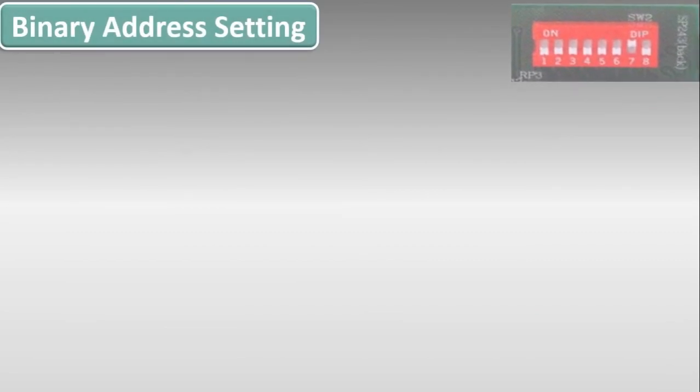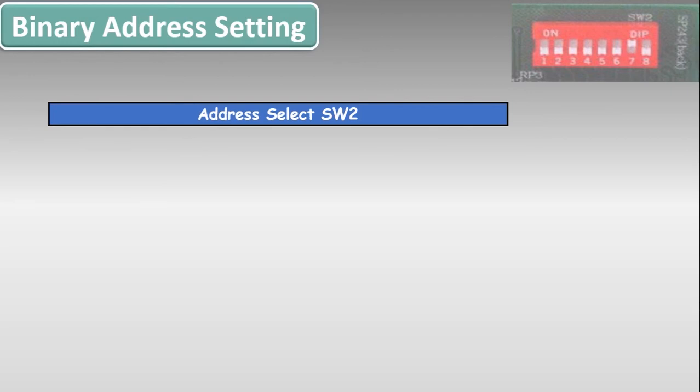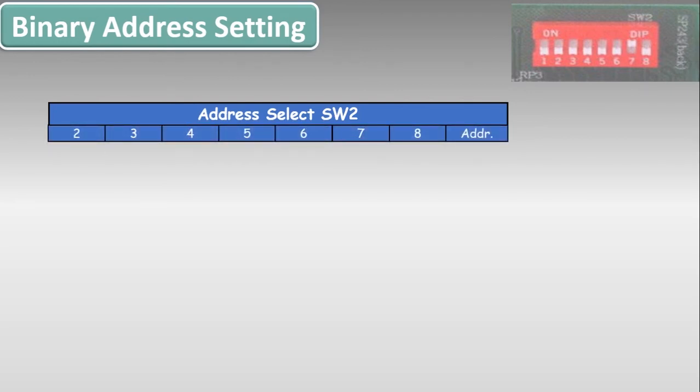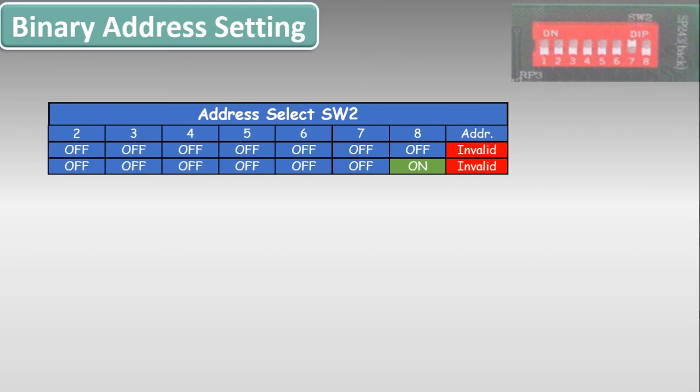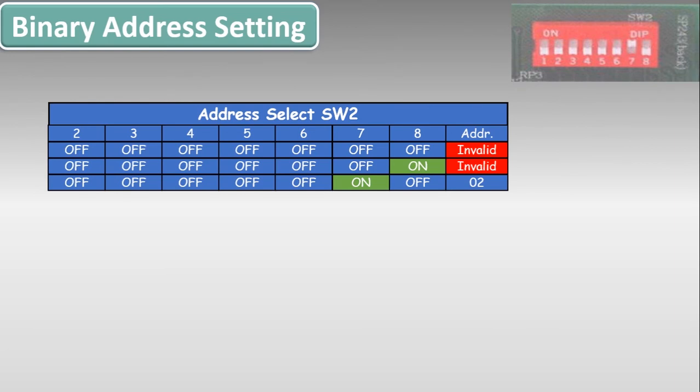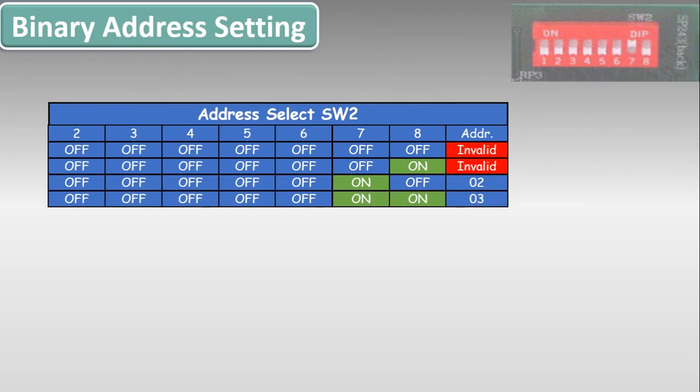Now we see the binary address setting of the controller in detail. As we have mentioned, bits 2 to 8 define the address of the controller. According to the binary coding, if all the switches are in the off condition, it indicates address 0, which is invalid for the controller address setting. Similarly, for address 01, our low bit is on. It is also invalid as the controller address range starts from 2. For address 2, bit number 7 will be on, and all remaining bits will be off. For address 3, bit 7 and bit 8 are both on.